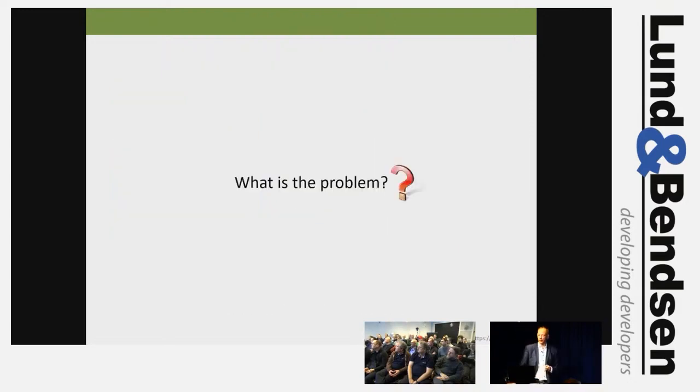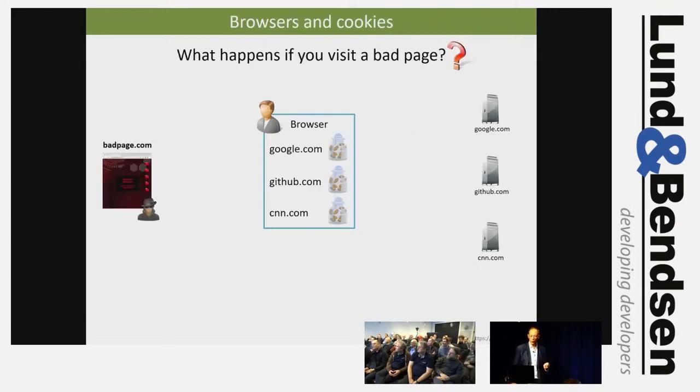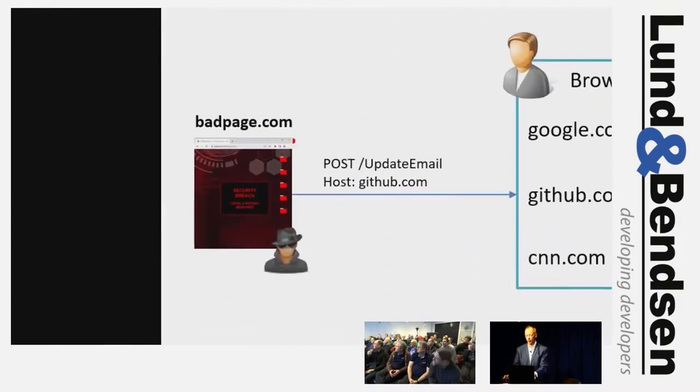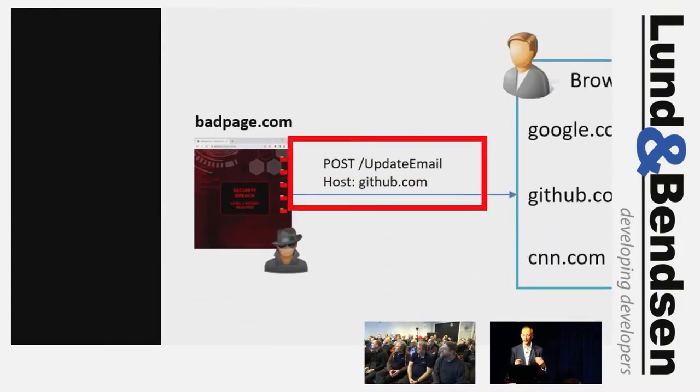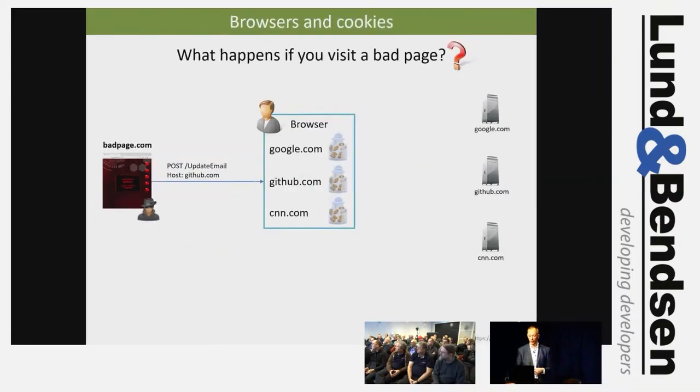But the scary thing is, what if I go to a bad page and that bad page asks my browser to make an update to GitHub? Let's say this bad page somehow, using Ajax or JavaScript, asks my browser, please update my email on GitHub. What will the browser do? Oh, the page wants me to make a request to GitHub, so let's include the cookies in that outgoing request. I want to be helpful. So just by visiting a bad page, I can in theory be hacked.